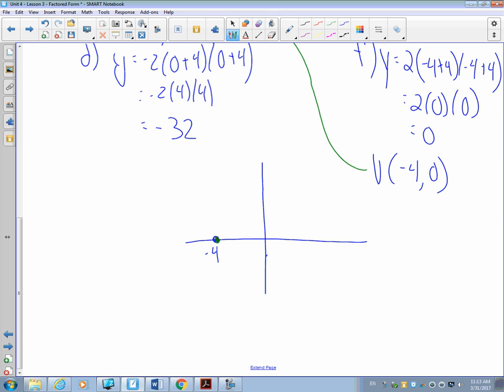what that's really telling me is, and what else? We know it opens up, right? My picture has to look like this. The zeros are the vertex. That's a special kind of case. Doesn't happen very often, but the zeros are the vertex.